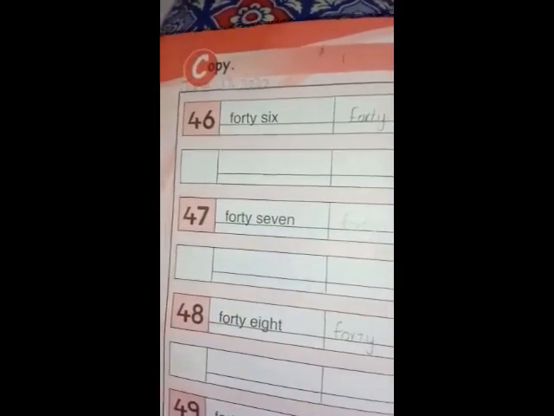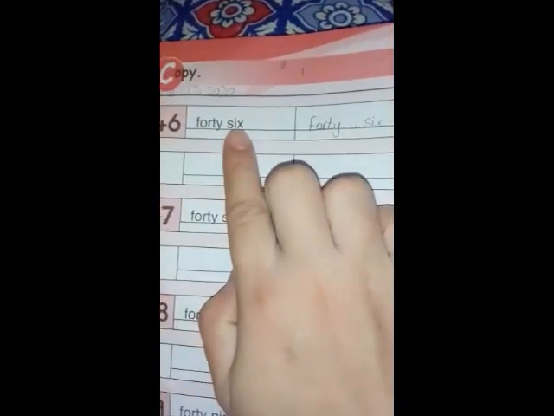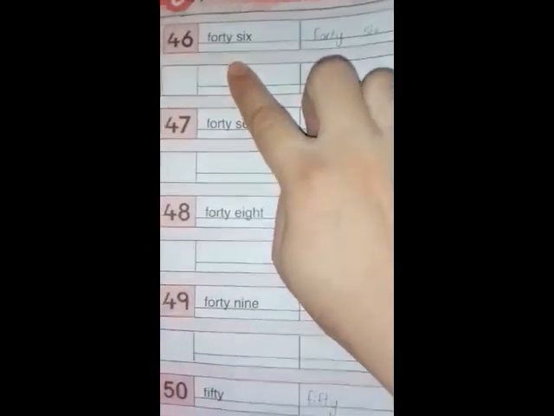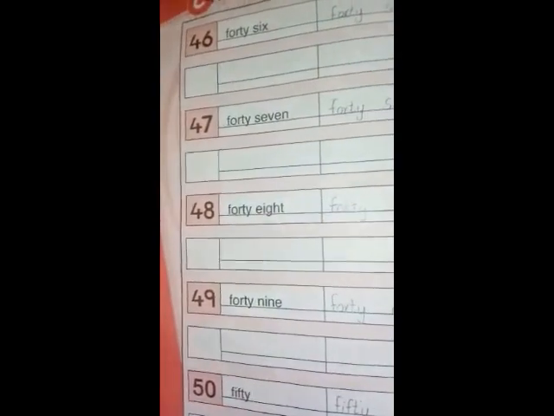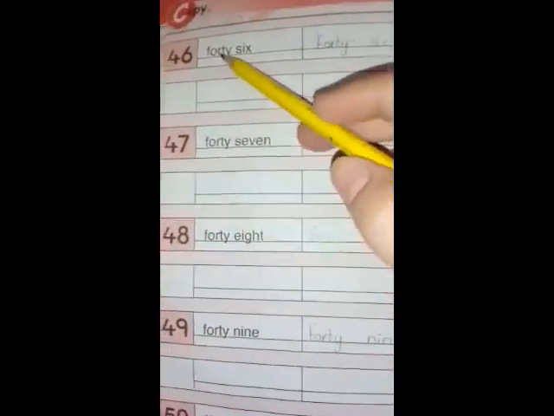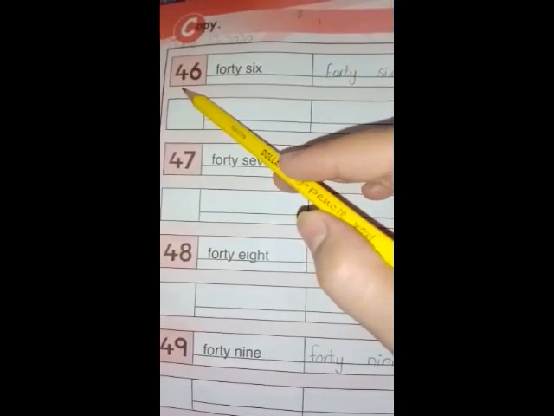Firstly, you must write the date, June 17, 2020, and the day is Wednesday. Here we have number names. You have to spell the numbers. Let's start. Read aloud.